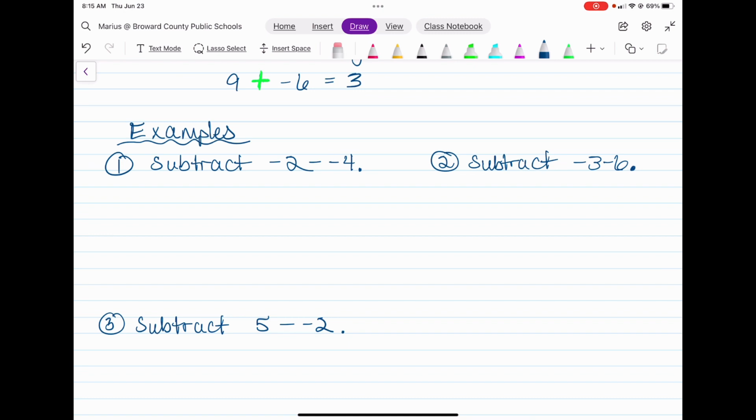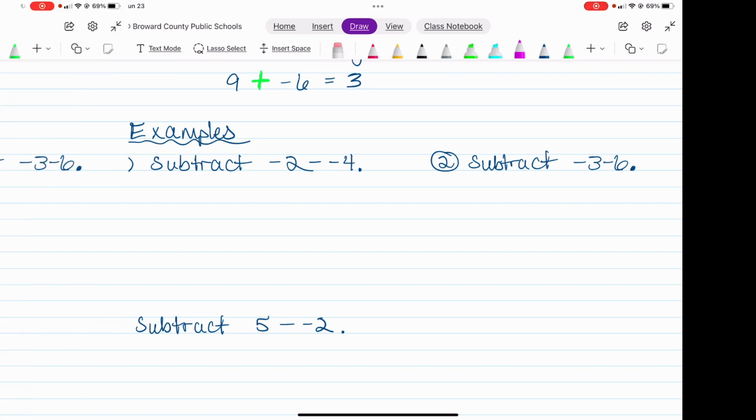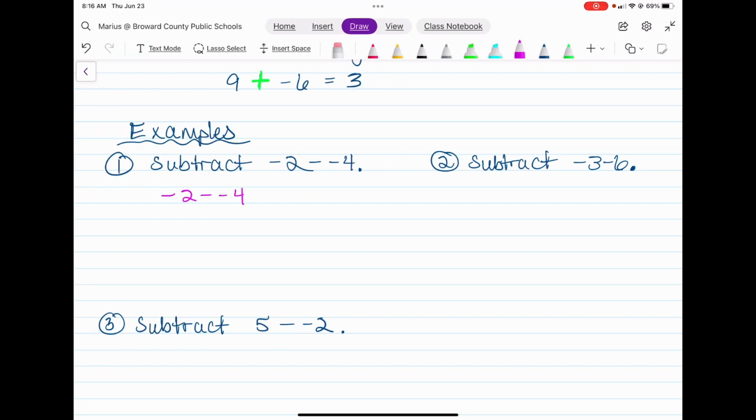Number one says subtract negative 2 minus negative 4. Well, the first thing I want to do is rewrite it so it says I'm adding by the opposite. Subtracting the negative is the same as adding by the positive. So I could rewrite this to say negative 2 plus 4. And now I just evaluate this.